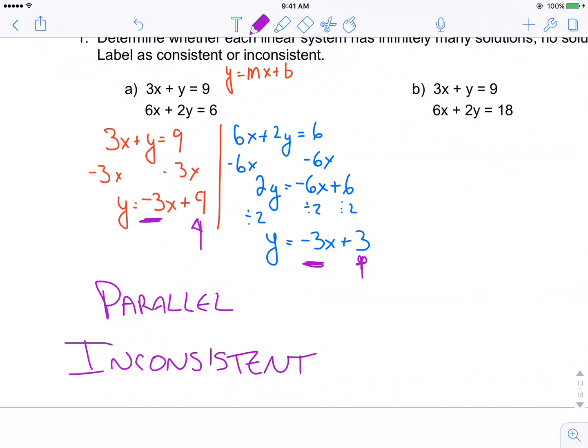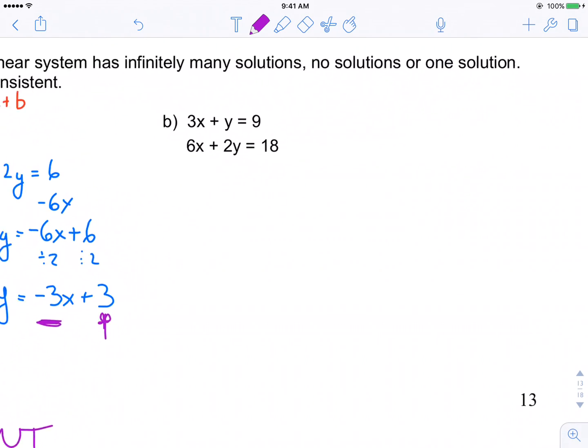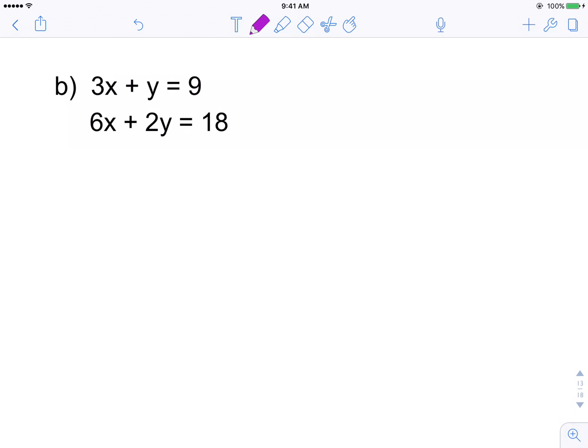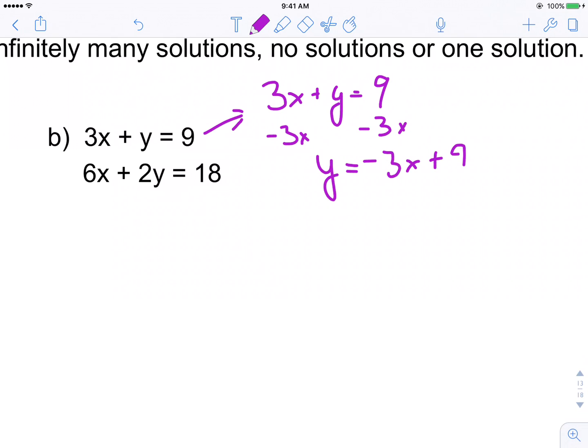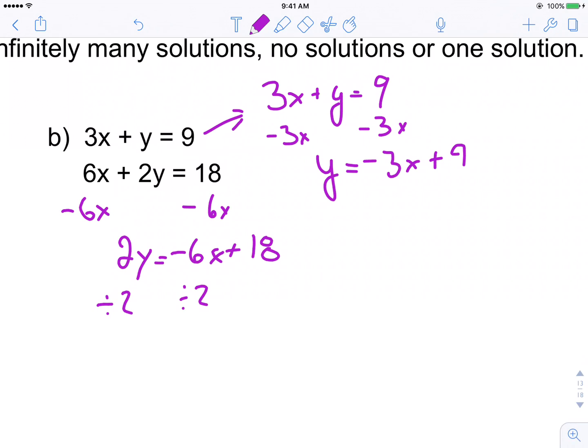Let's look at example B. 3x plus y is equal to 9, and 6x plus 2y is equal to 18. So if I quickly rearrange this into slope-intercept form, 3x plus y is equal to 9, minus 3x, minus 3x. I'm left with y is equal to negative 3x plus 9. Over here, I'm going to subtract 6x, 2y is equal to negative 6x plus 18. Divide by 2, divide by 2, divide by 2. y is equal to negative 3x plus 9.